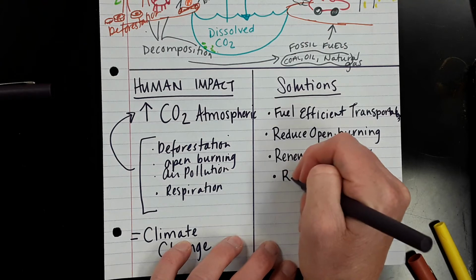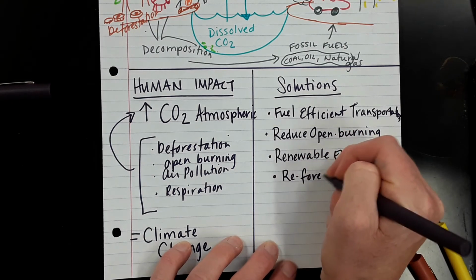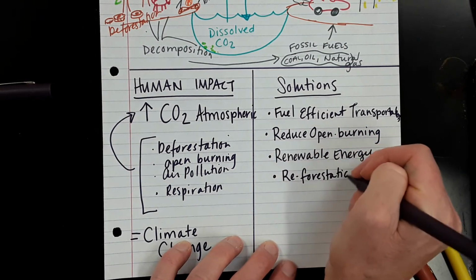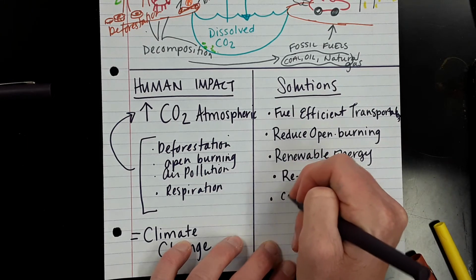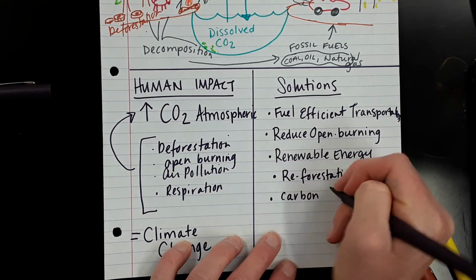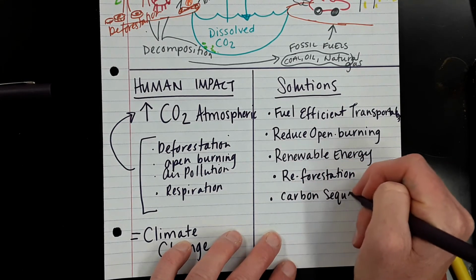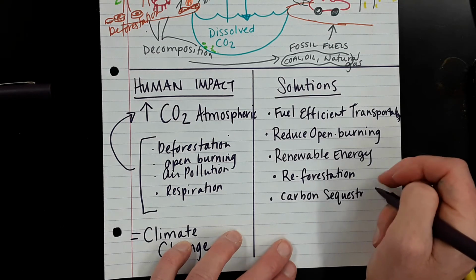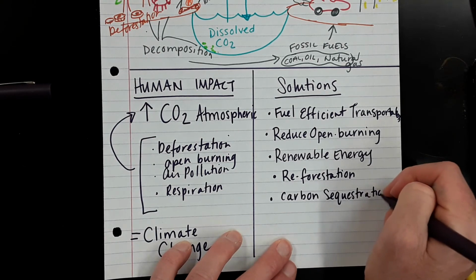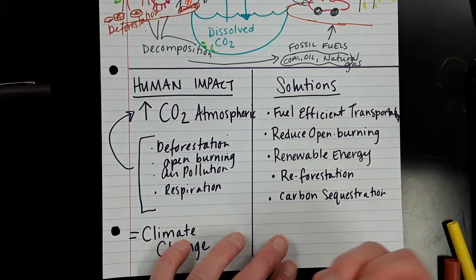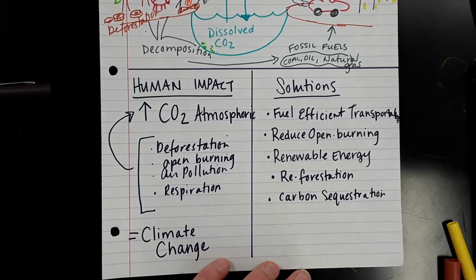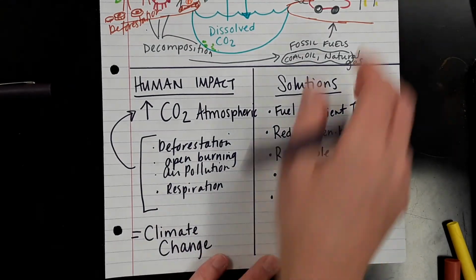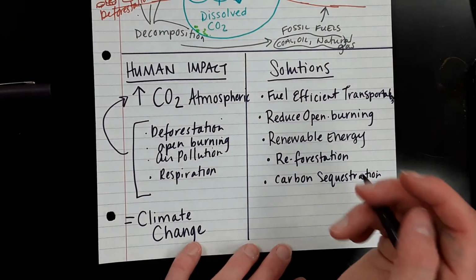We need to plant more trees, which is reforestation. Carbon sequestration is another process where someday we might be able to, and there's scientists working on this, and some of it actually in practice now, where we're taking carbon out of the atmosphere and then we're storing it in the ground, where you can kind of turn it back down into almost like a rock.